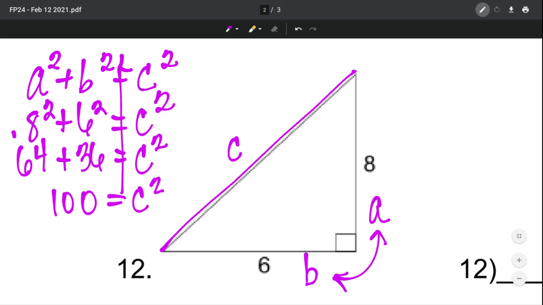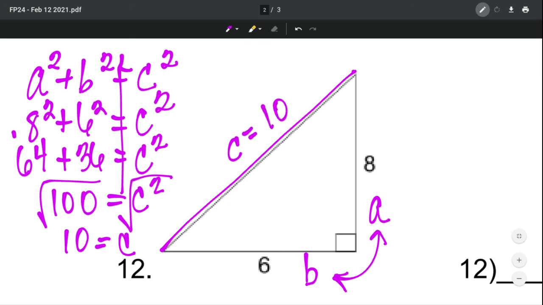So some number times itself equals 100. And so the way we undo that is to find the square root. So C is equal to some number times itself that equals 100, and that is 10. So C equals 10. Okay, so that's the 4 I wanted to do for you.